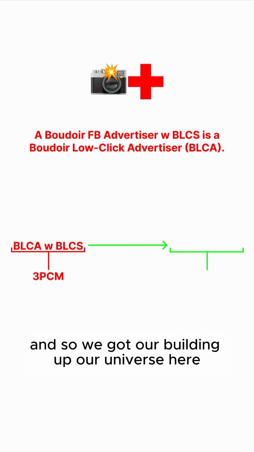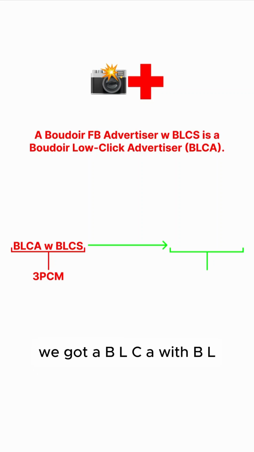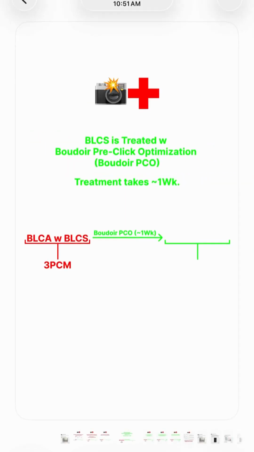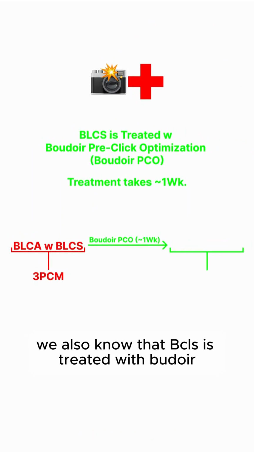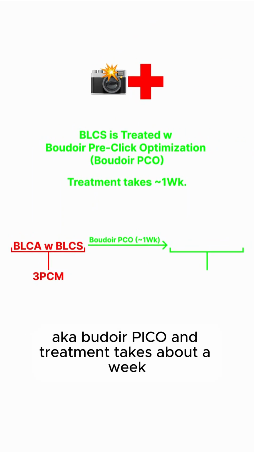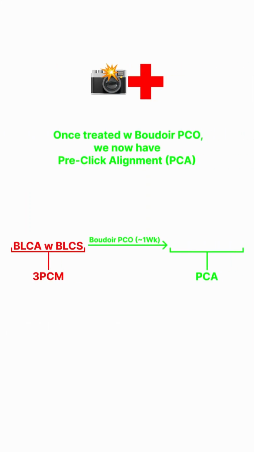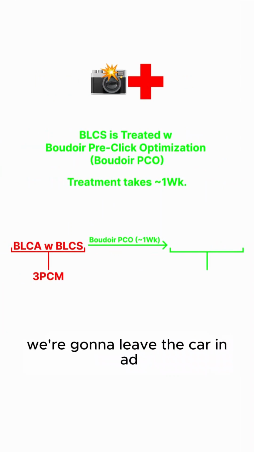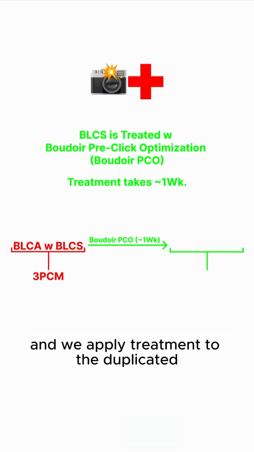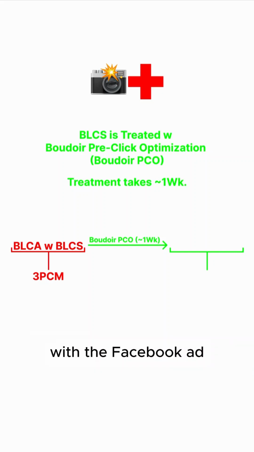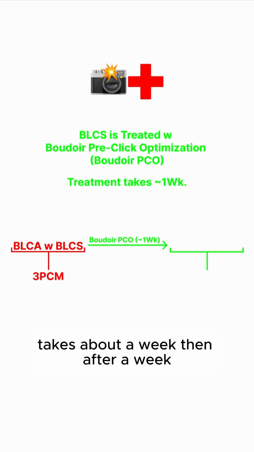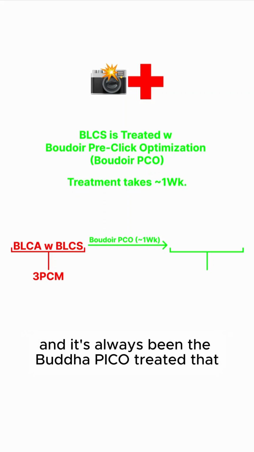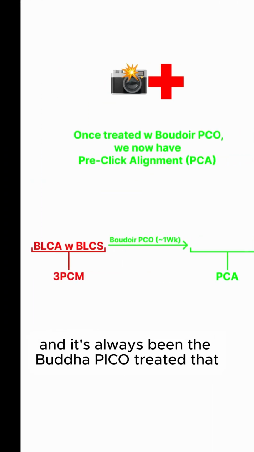So we're building up our universe here. A BLCA with BLCS is caused by the 3 pre-click mistakes. We also know that BLCS is treated with Boudoir pre-click optimization, aka Boudoir Pico, and treatment takes about a week. We invented this. Basically, we leave the current ad, duplicate it, and apply treatment to the duplicated Boudoir Facebook ad. It takes about a week. Then after a week, we keep running whichever one has the best metrics, and it's always been the Boudoir Pico treated ad.